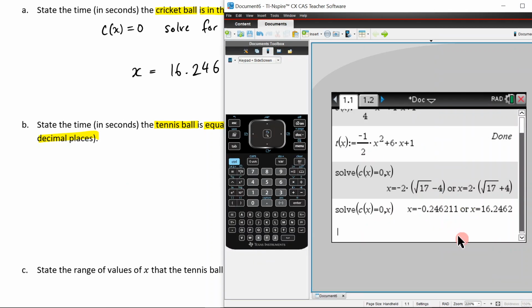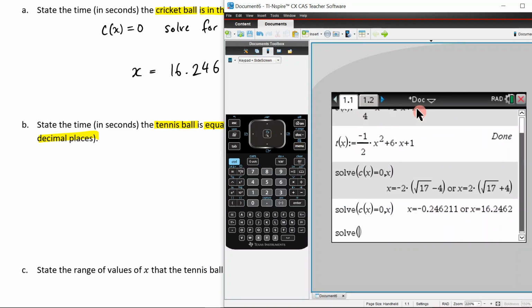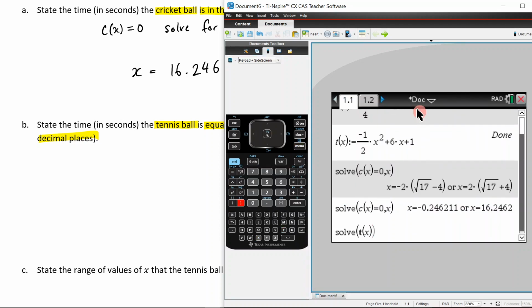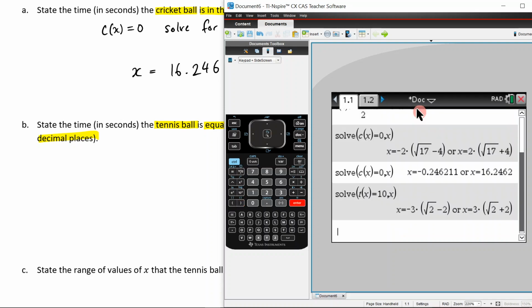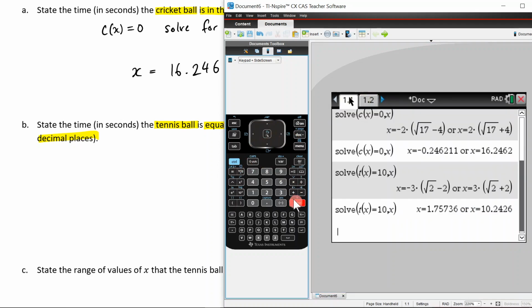this line of working, is we're going Menu, we're going Algebra, we're going Solve, we're taking t of x, we're setting it equal to 10, and we're finding x. So in other words, we're finding the intersection point between t of x and the horizontal line of 10. And when we do that, whoops, that's giving us exact values again. So remember, you have to hit Control, then this.